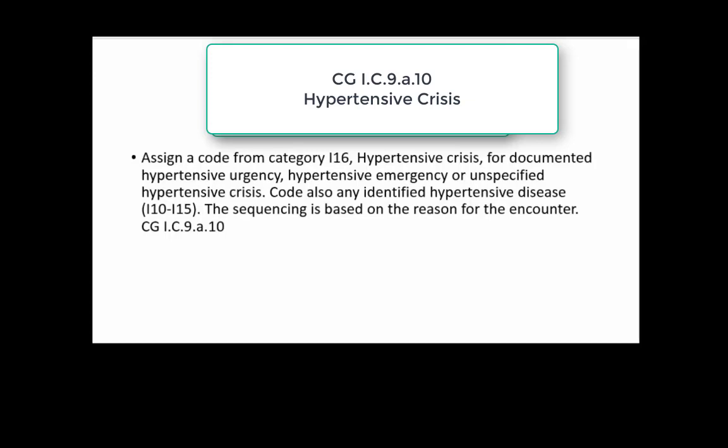You will code also any identified hypertensive disease, which would fall between category I10 through category I15. The sequencing in this case would be based on the reason for the encounter.